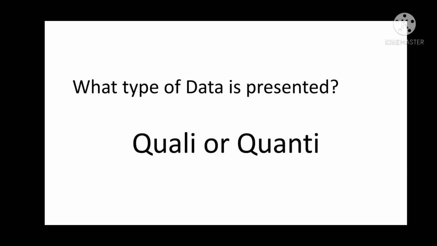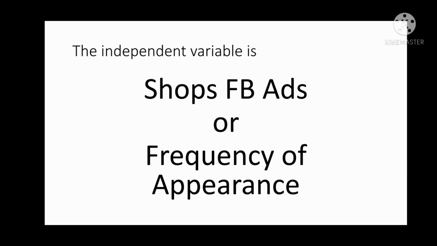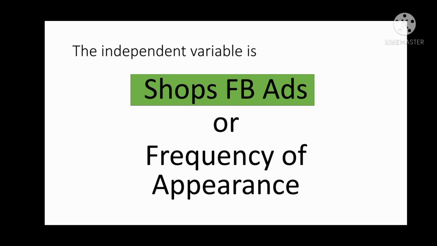So what type of data is presented? Is it quali or quanti? 5 seconds. Okay, so the data presented in our graph is quantitative. Next, the independent variable is Shop's FB ads or frequency of appearance. 5 seconds. Okay, very good. So the independent variable is Shop's FB ads.